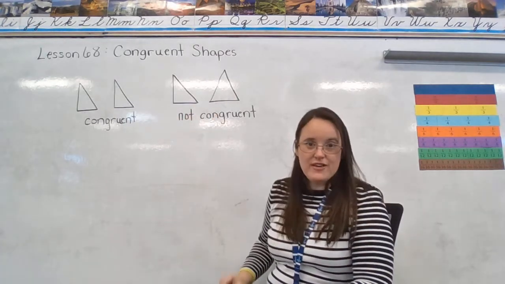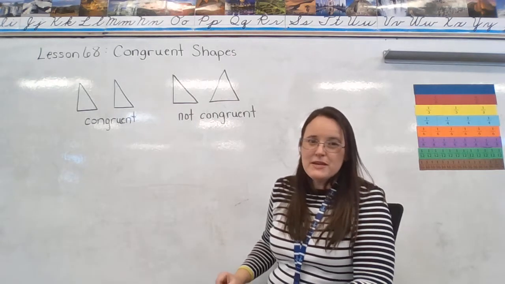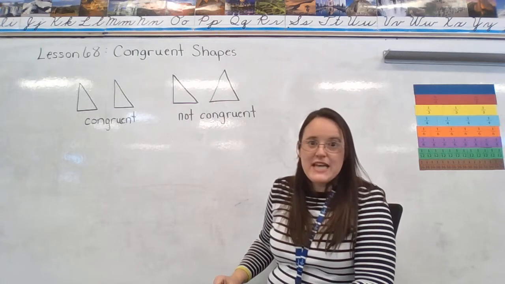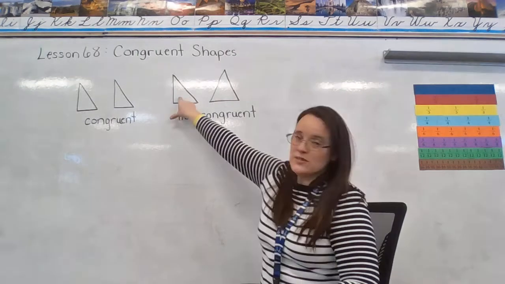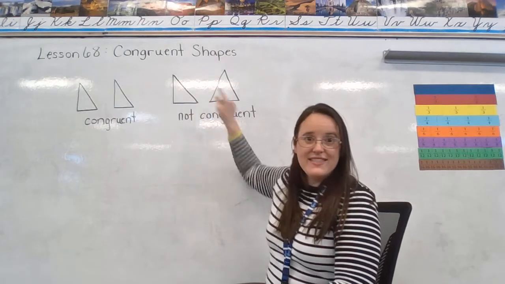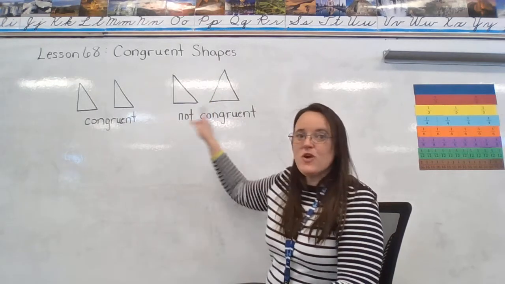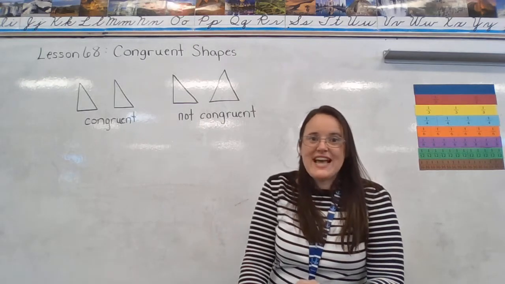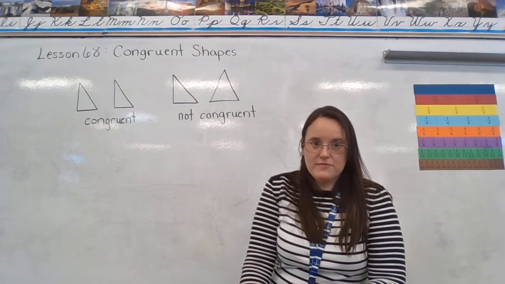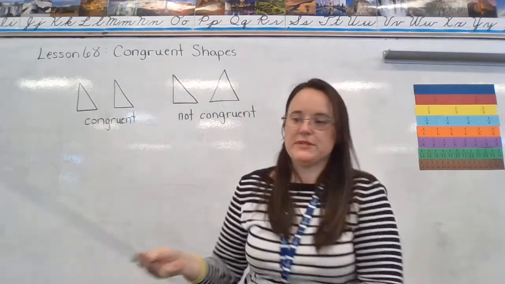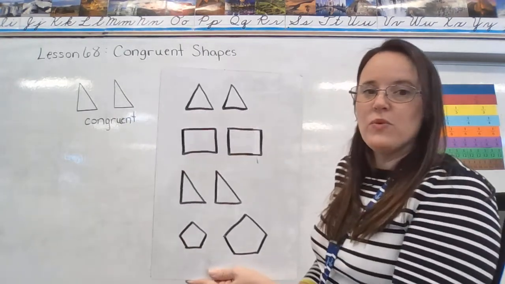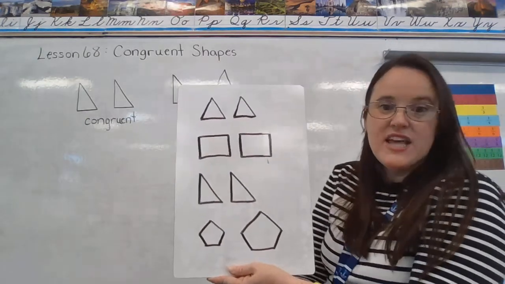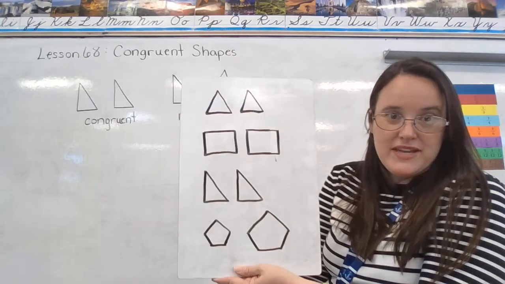Yes, they're both triangles, and they look to be about the same size. However, they are not the same type of triangle. This one has a right angle and this one doesn't. So these two are not congruent. Even though they're both triangles, they are not the exact same kind of triangle. So for our first example today, you need to pick out which set of objects or which set of polygons are not congruent.